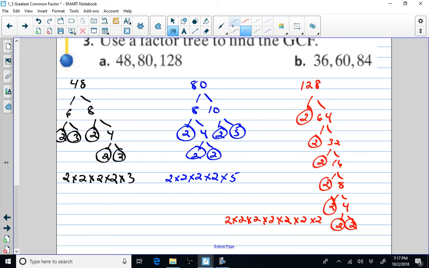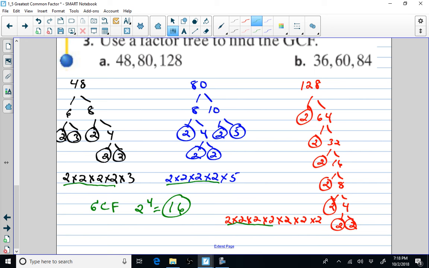We look for the factors that are common to all 3 sets of numbers. I have 2 to the 4th power here. I have 4 powers of 2 here. And of course here I can find 4 powers of 2 as well. So we have 2 to the 4th power is common to each of those sets of numbers. So my greatest common factor is going to be 2 to the 4th power, which is 2 times 2 is 4, times 2 is 8, times 2 is 16. That would be the greatest common factor of 48, 80, and 128.